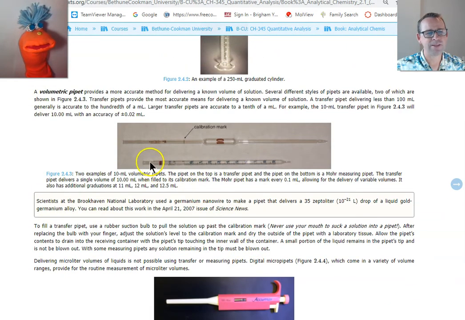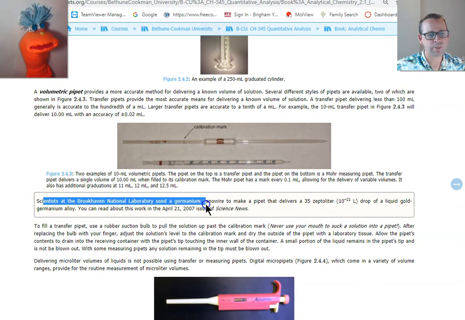All right. This here is a measuring pipette, a graduated pipette, right? The graduations on the side can count up from the bottom, so you can measure as you're taking up solution, or you can start with a certain amount and measure how much you've delivered, right? So it starts up here, counting from 0, 1, 2, 3, 4, 5, 6, 7, 8, 9, 10 to count how much you've delivered starting from 0. Okay. It's interesting, scientists at the National Laboratory have made a pipette that delivers 35 zeptoliters, 10 to the minus 21 liter drop of a liquid germanium alloy.